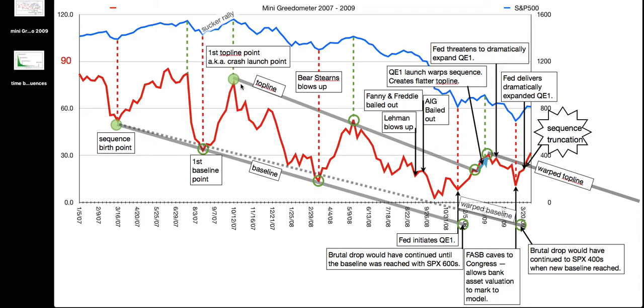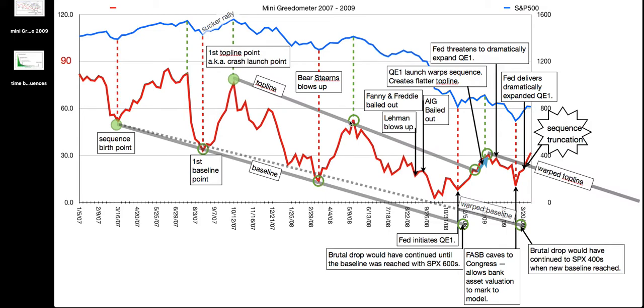How to play it, again: you probably should have been short or building up hedges. If you had to be long, you should have been building up safe havens and hedges as much as possible. Walking through this, many of you will remember that Bear Stearns blew up in March of 2008. That's basically visiting the baseline here.